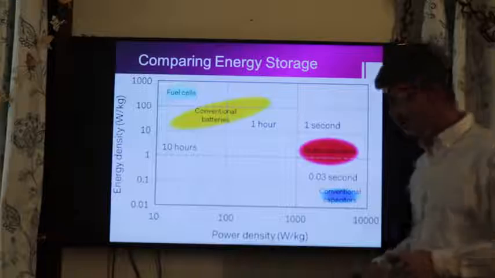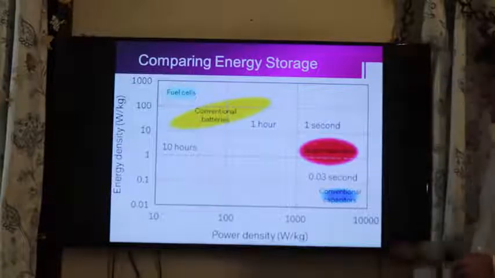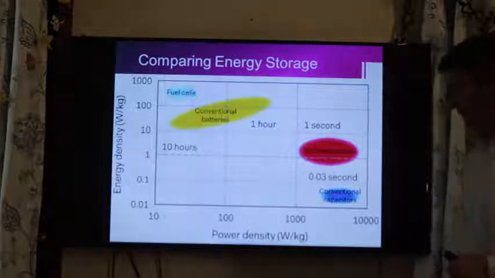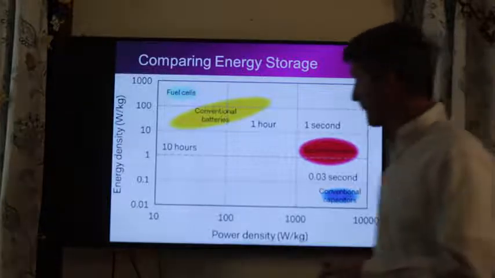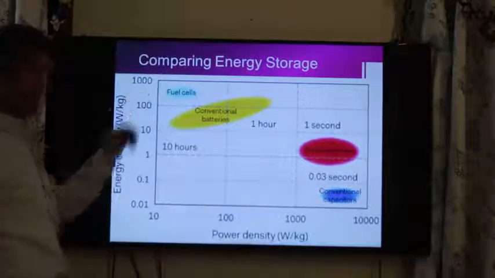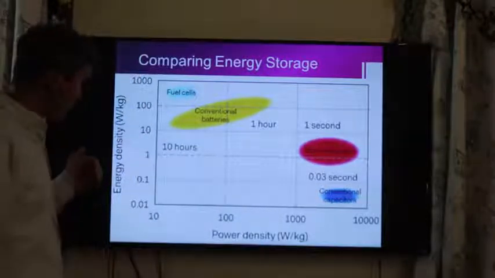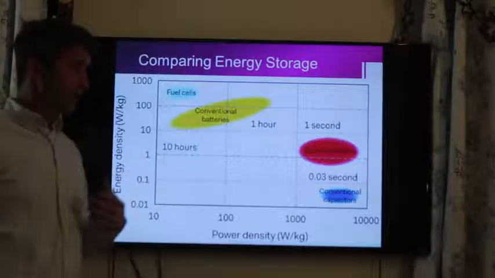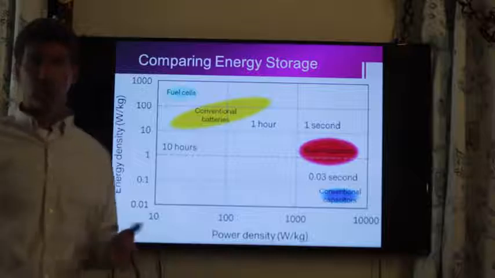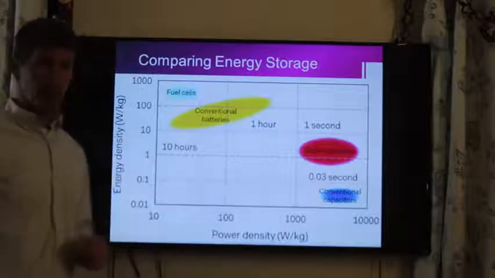Supercapacitors also have a fairly high power density. Can't quite discharge as quickly, but they can discharge fairly rapidly. Okay? Still not the energy density that we get from conventional batteries or even fuel cells, but if you're using supercapacitors, for instance in regenerative braking, they can work much more effectively than, say, a battery.